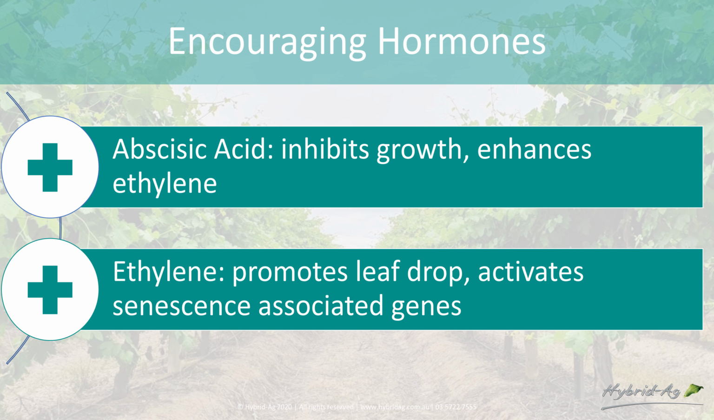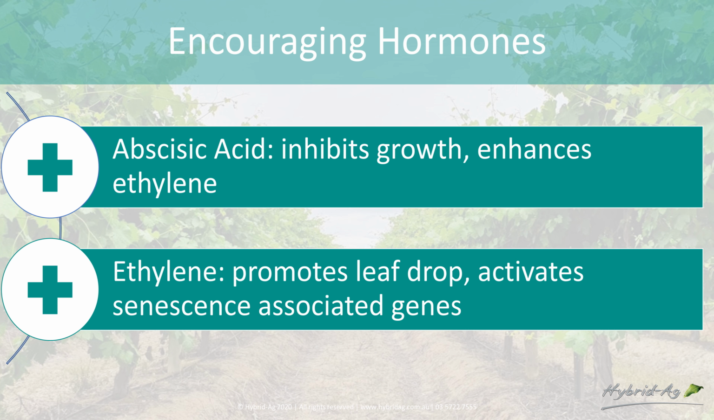So ethylene is commonly understood as a ripening hormone. However, it also is used in senescence. It has been shown to promote the natural detachment of plant parts, including leaves and also fruit. So this can activate a variety of senescence-associated genes. These genes, once activated, encourage the previously mentioned cell degradation process. And additionally, ethylene encourages nucleic acid degradation.